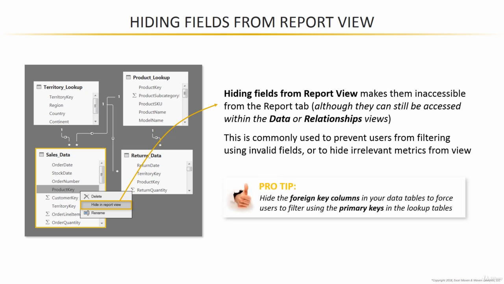So pro tip here, my recommendation in general is to hide the foreign key columns in your data tables, which will force users to filter using the primary keys from the lookups, since that's the only option they have left. So let's go ahead back to our AdventureWorks demo and work on foolproofing this model.